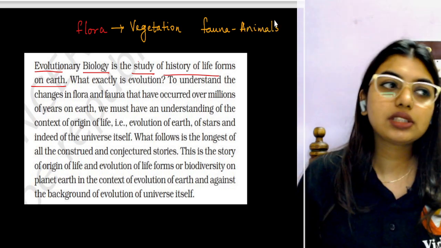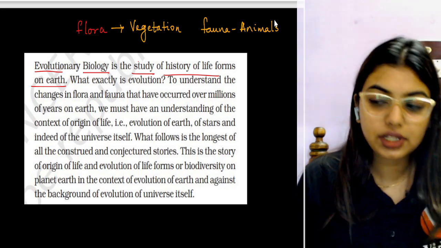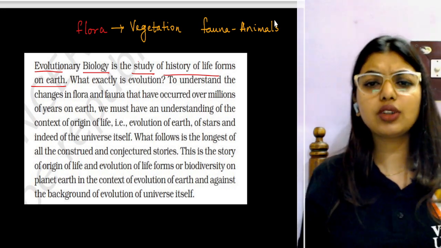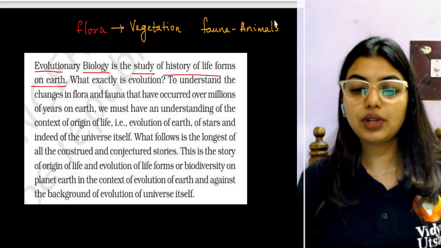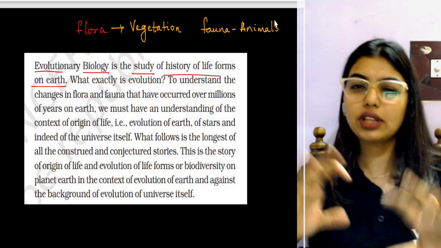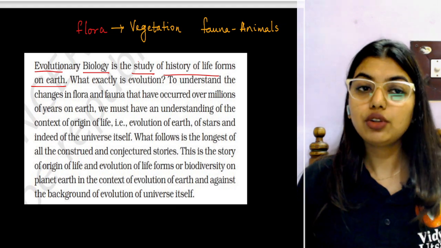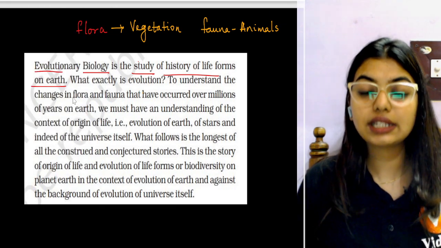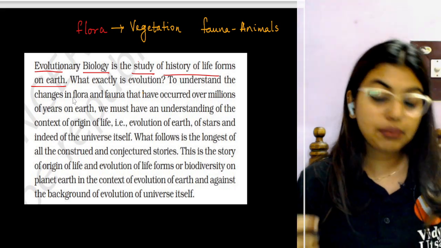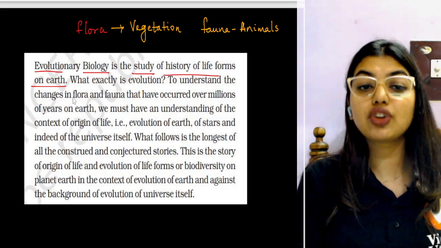So flora means what are the types of plants, what are the types of genus, all of this you would have studied in the plant kingdom, no? How development happened, how evolution actually happened in plants, all that you understood already. So evolutionary biology means where you study the flora and fauna that has occurred over millions of years on earth.